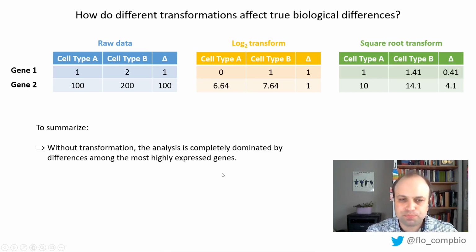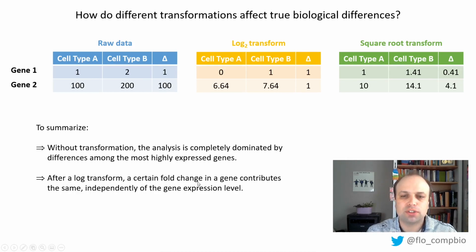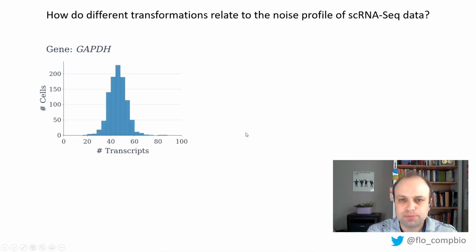So like I said, without transformation, the analysis is completely dominated by differences among the most highly expressed genes. And after a log transform, whatever the expression level is, fold changes remain constant. And after square root, it's somewhere in between.